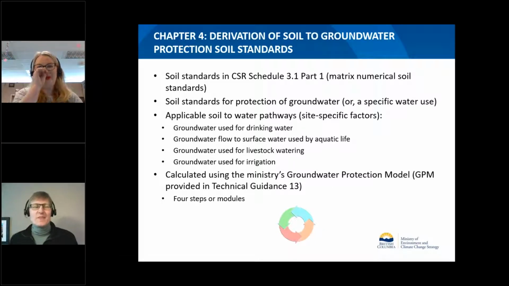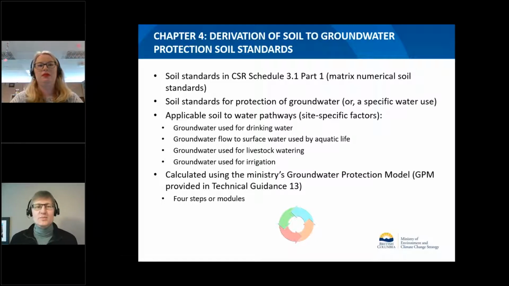Thanks, Sydney. In the preceding two chapters, Sydney outlined the derivation of the Human Health and Environmental Protection Matrix numerical soil standards. This chapter, Chapter 4, outlines the derivation of the remaining matrix numerical soil standards provided in CSR Schedule 3.1. These are the soil standards for the protection of groundwater or a specific water use. We'll look at these specific soil standards in a subsequent slide. So the matrix soil standards are calculated for prescribed soil to water pathways or site-specific factors.